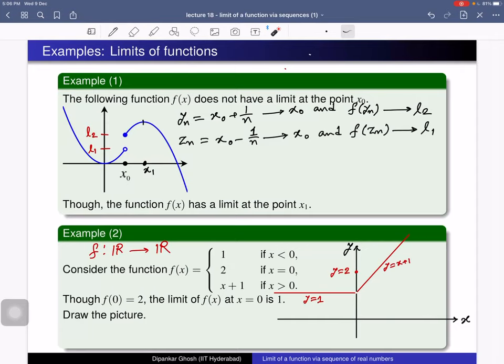In this case f of 0, the function value, is 2, but the limit of f of x as x approaches 0 will be 1. Why? Because if we approach x equal to 0 from the right side or from the left side, we can see that the function value will be approaching 1. So the limit of f of x at x equal to 0 is 1, though the function value f of 0 is 2.